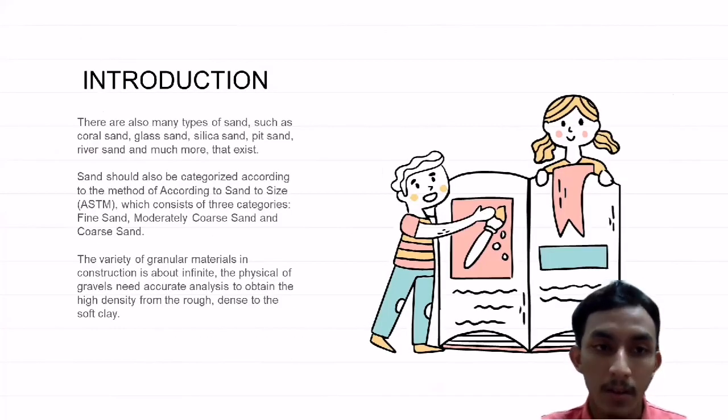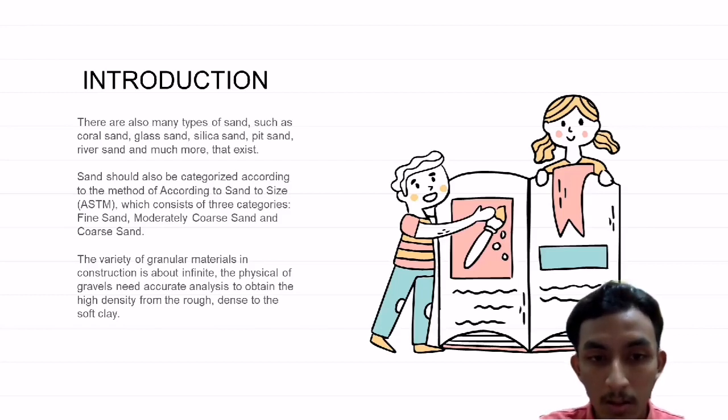Firstly, the introduction. There are many types of sand such as coral sand, glass sand, silica sand, pit sand, river sand, and much more than this. Sand can also be categorized according to size, which consists of three categories: fine sand, moderate sand, and coarse sand. The variety of mineral material in construction is almost infinite. The physical properties of river sand need accurate analysis to obtain the high density, from the rock densest to the soft clay.